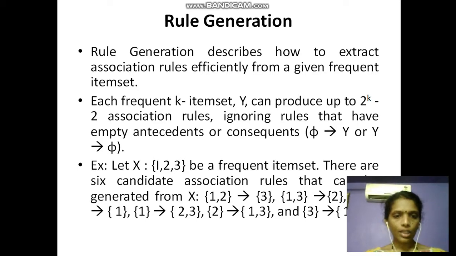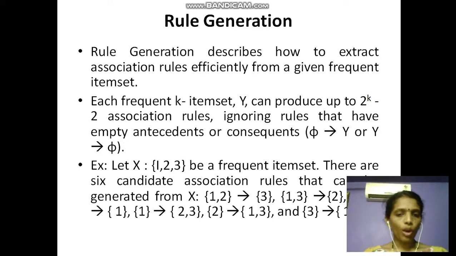Let us consider an item set here. The item set I have considered is 1, 2, 3, the frequent item set, and let us see what association rules are generated from it. Here, if you observe, the rules generated are 6: 1, 2 implies 3; 1, 3 implies 2; 2, 3 implies 1; 1 implies 2, 3; 2 implies 1, 3; and 3 implies 1, 2.